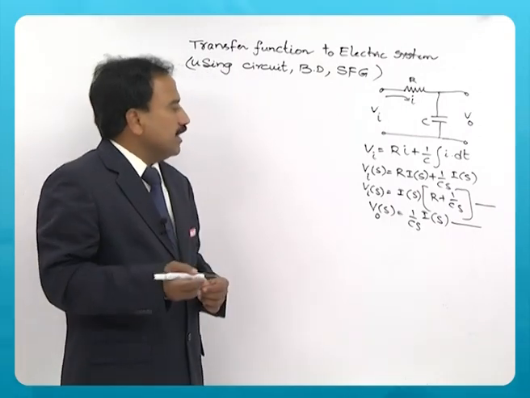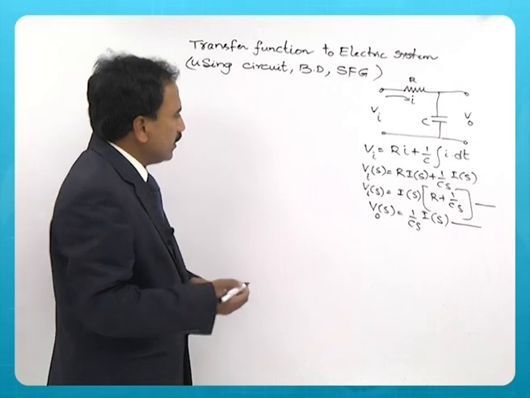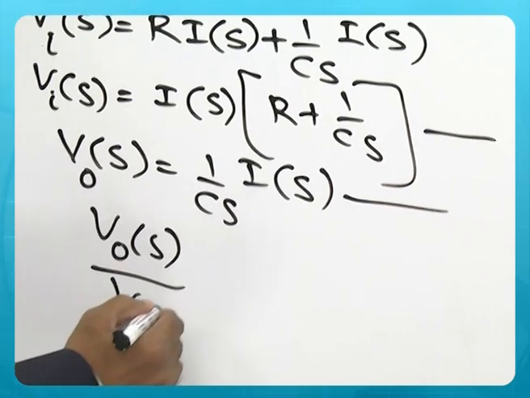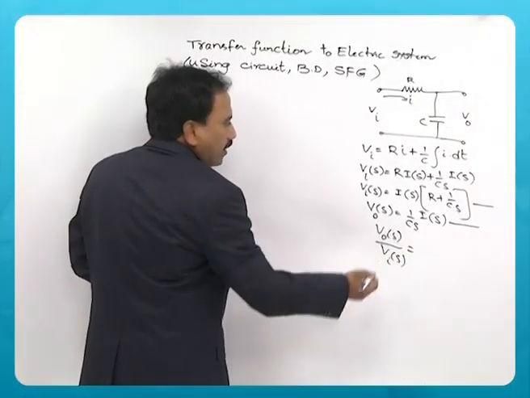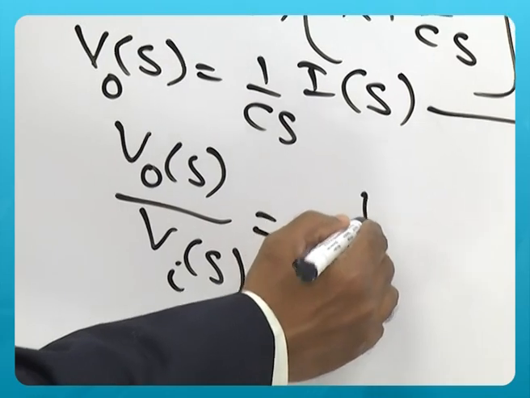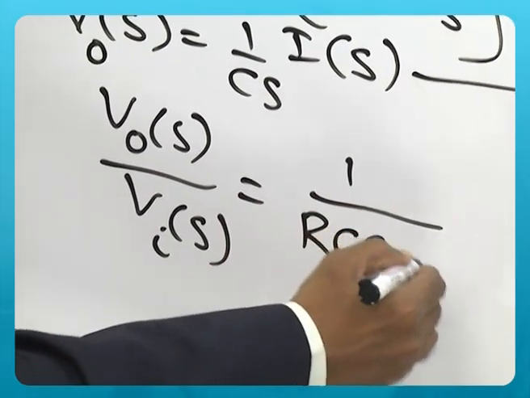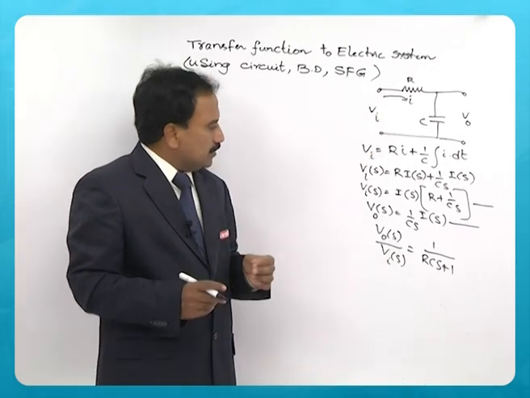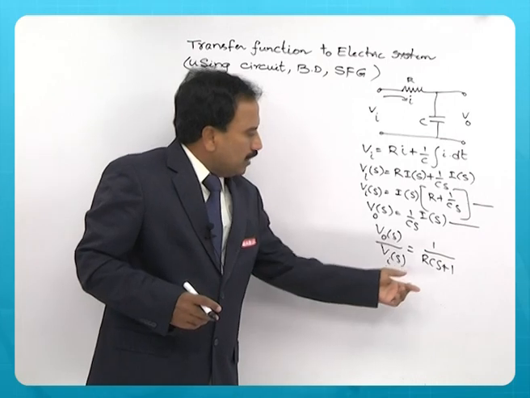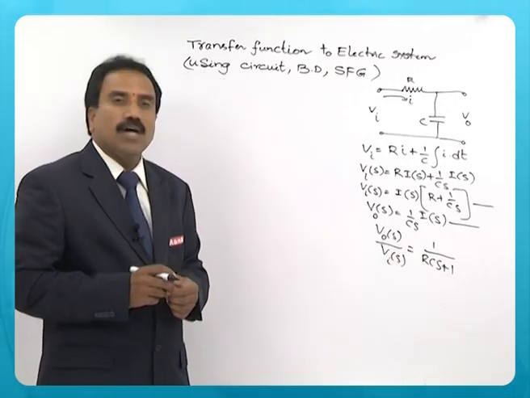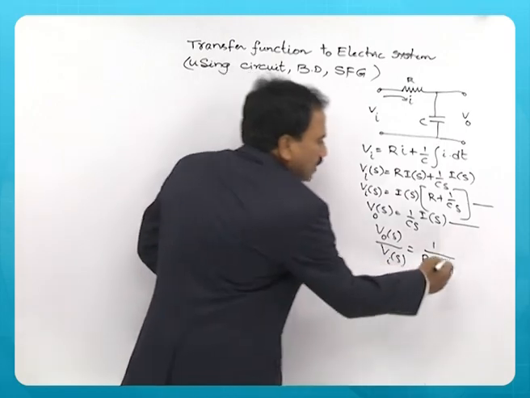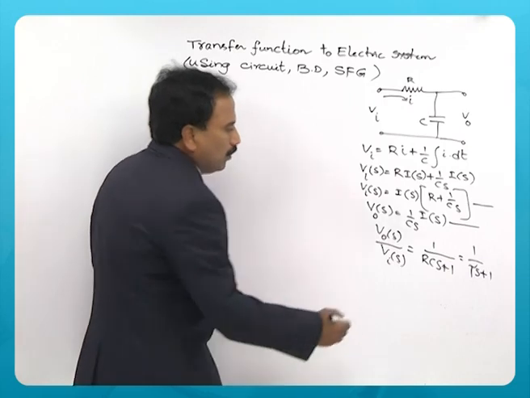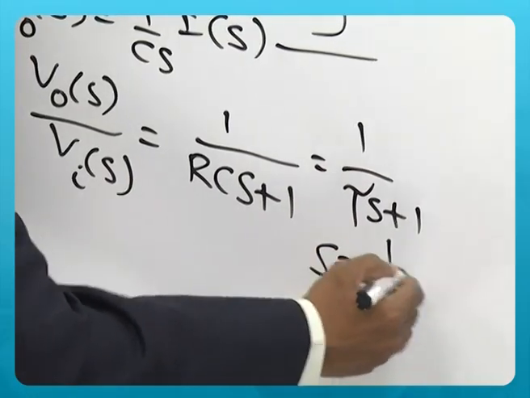Now in order to get the transfer function, as you are aware, V0 of s by Vi of s gives 1 by RCs plus 1. This indicates that the RC circuit forms a pole with a time constant of RC. So this can be written as 1 by tau s plus 1, where the pole is at s is equal to minus 1 by tau.